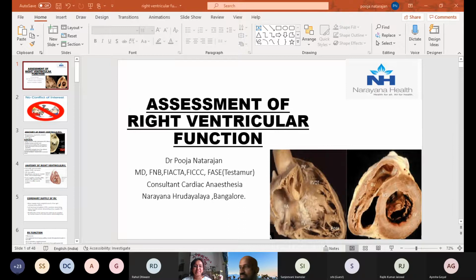Hi, everyone. Thank you for joining on a Sunday morning. So let's talk on a very important ventricle, the RV. It's also called the forgotten ventricle. As a cardiac anesthesiologist, if anyone is asked which is the most important ventricle, everybody will say the LV. But as you start working in cardiac, you'll realize RV is equally important. So let's begin.